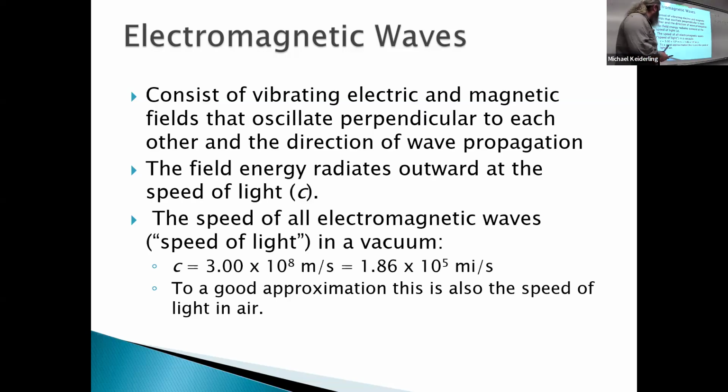So c, the speed of light, is 3 times 10 to the 8th meters per second. And the speed of light in air is a little bit slower, but to 3 significant figures, it is the same. You'd need more digits. So to a good approximation, this is also the speed of light in air.